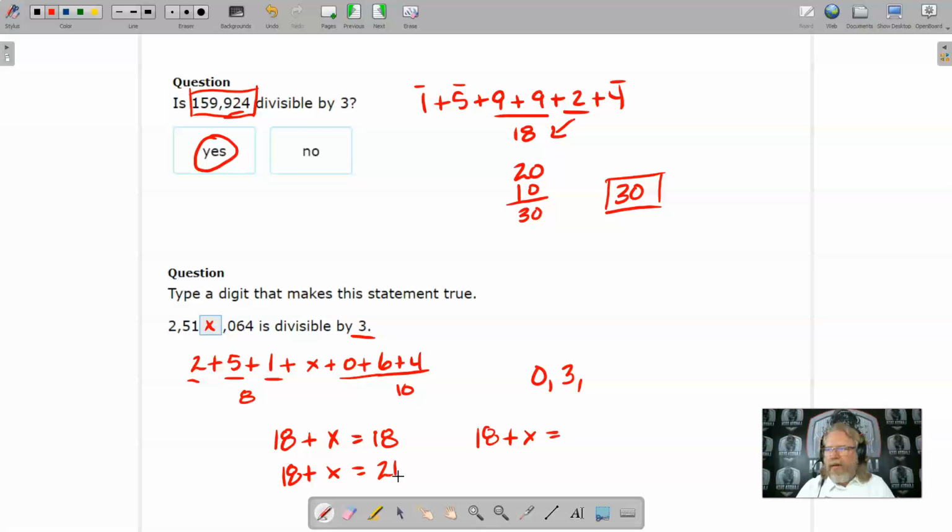Well, 21 plus 3 is 24. So we get to 24 counting by 3s. So 24 is divisible by 3 as well. So 18 plus what number equals 24? Well, that number is 6. Can we get another one?